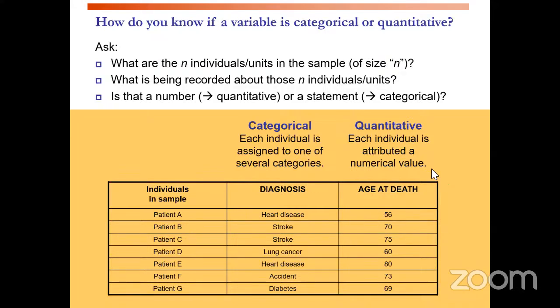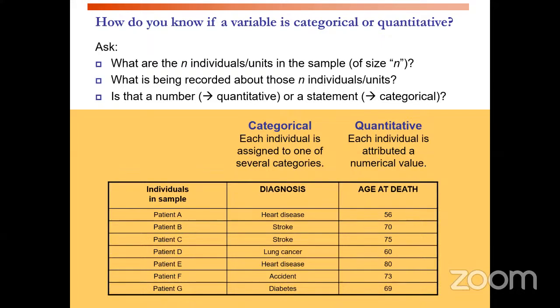For example, we have the individuals in this sample, patient A, patient B up to patient G, right? And there is some disease which is being diagnosed, and it is given in the table. And then another variable, which is also the age, right?